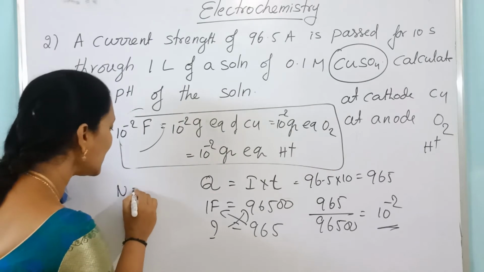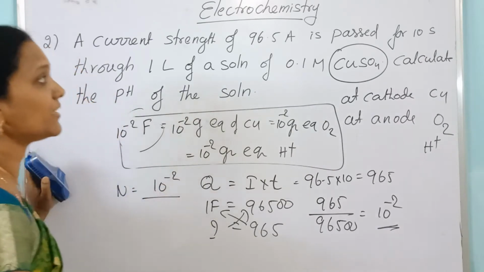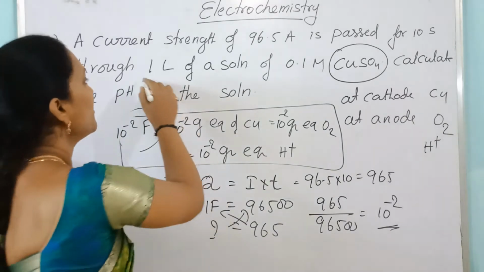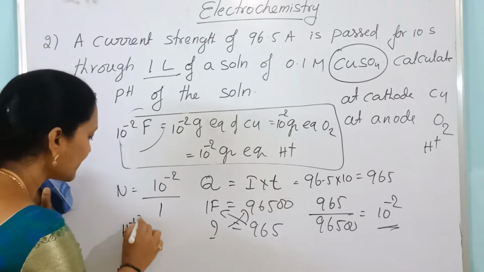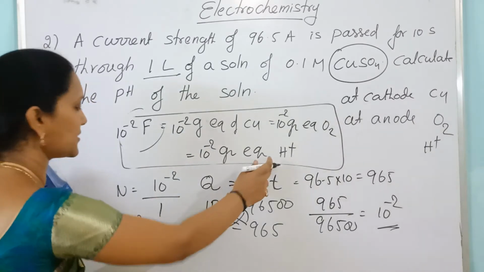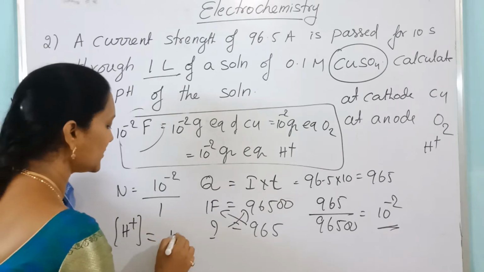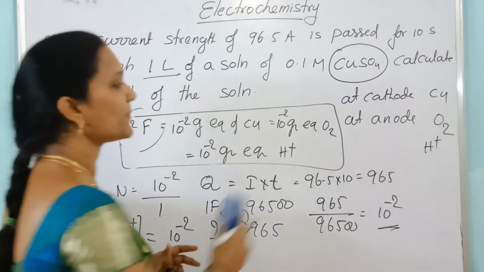Then what is the normality? Number of gram equivalents by volume in liters. So what is the volume? 1 liter. Okay. So now what is the concentration? Normality concentration or molarity concentration? H plus only, no. So what is the concentration? 10 power minus 2. So concentration is 10 power minus 2.